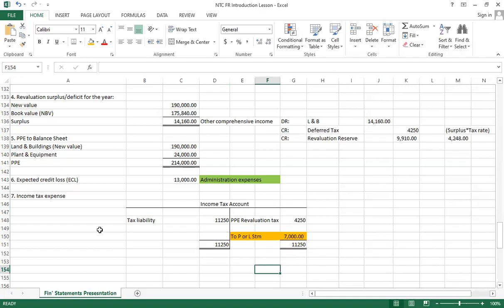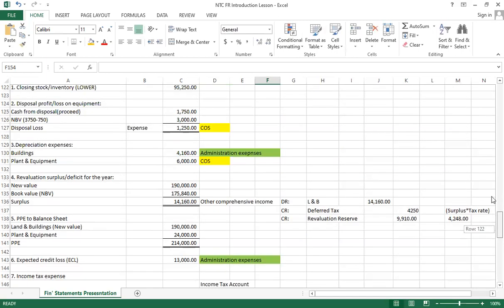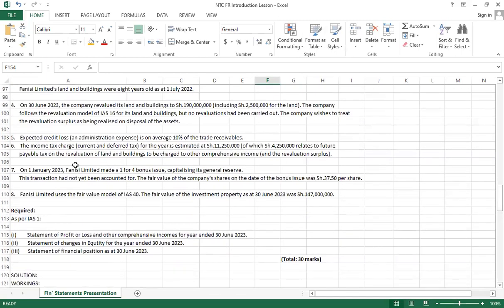All right, so let's proceed on to the next note and the next working. And that will be with respect to note number 7. And what are we told in note number 7? That on 1st of January 2023, Finacial Limited made a 1 for 4 bonus issue, capitalizing its general reserve. A bonus issue is normally the issue of shares to existing shareholders for free.